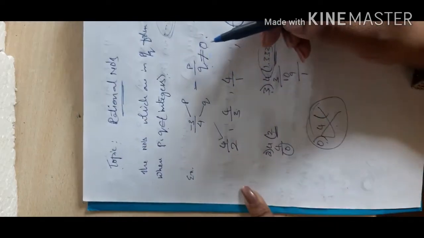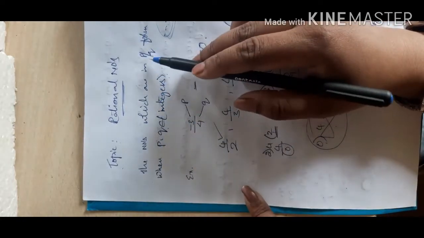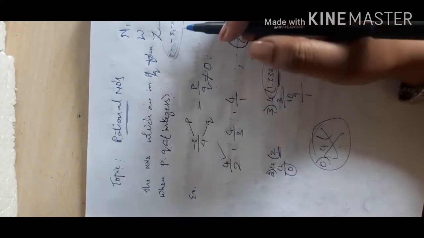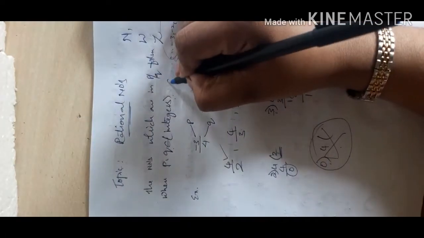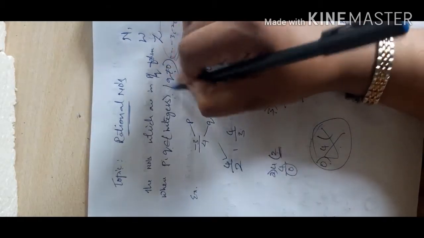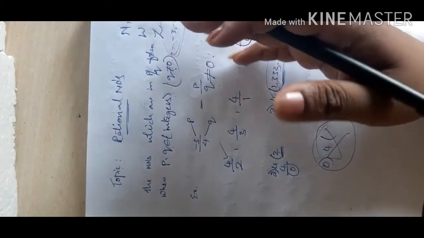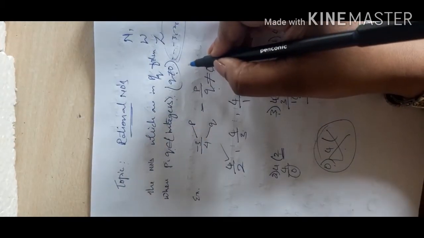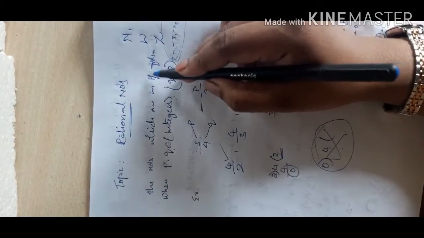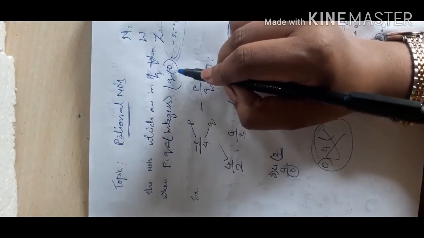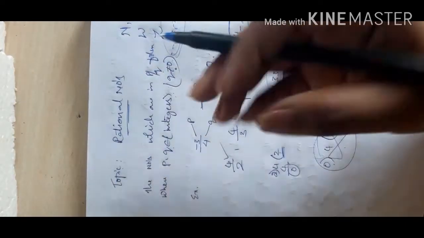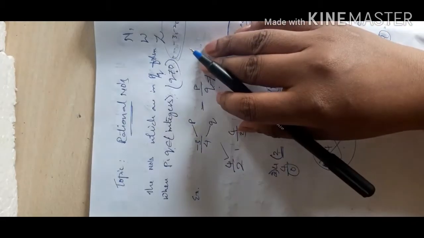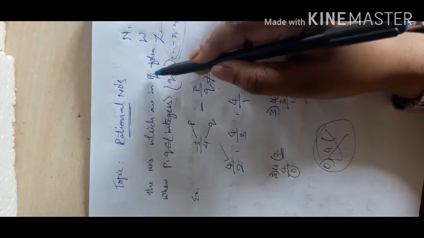So what is the definition of rational numbers? The numbers which are in the form of p by q are called rational numbers, where p and q can be any integer, but q should not be equal to 0. In the definition itself, q should not take 0, because if you take 0, we cannot find the value. So other than 0, you can take any integer, and that value will become a rational number.